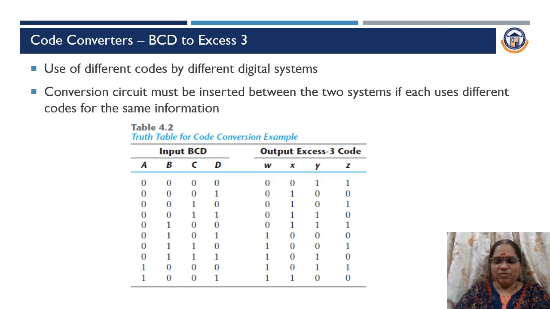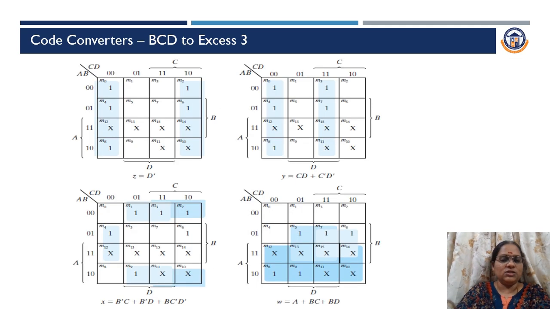Once the table is filled up, we can simplify it using the K-map. We have different expressions for W, X, Y and Z. While filling the K-map, from 0 to 9 the entries are filled. From 10 to 15, it should be filled with X. What is the X denoting? It is a don't care condition, because BCD is valid only from 0 to 9. Afterwards, it is denoted as a don't care condition.